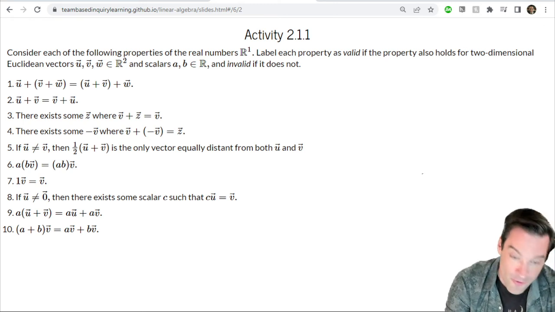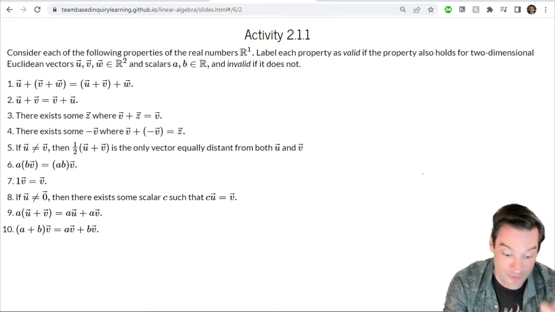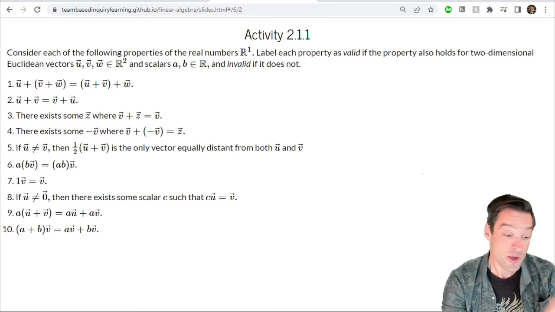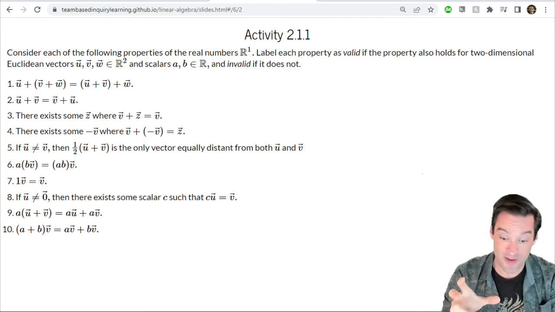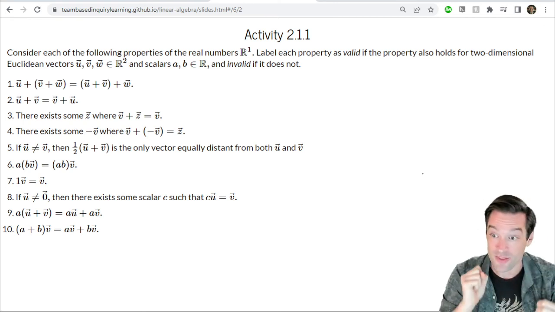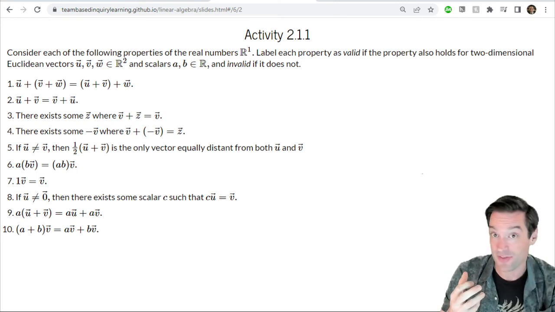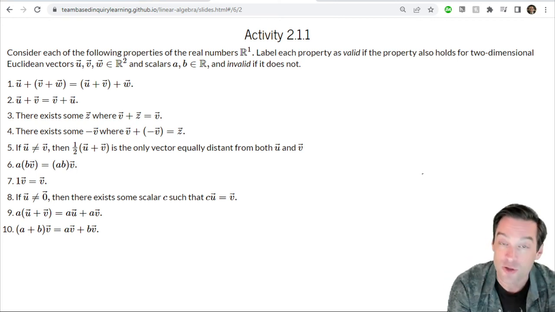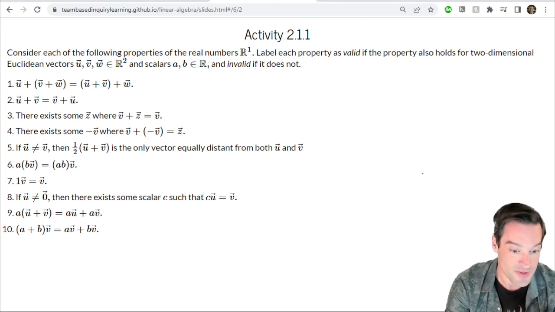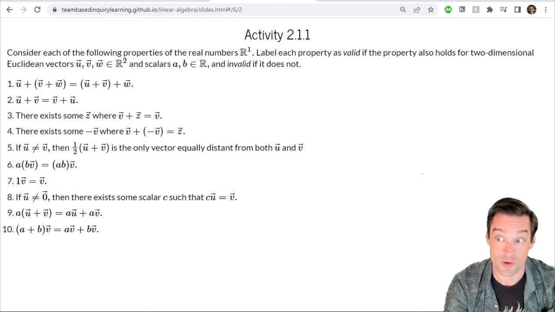On the other hand, for the invalid properties, what I'd like for you to do is to try to show a specific concrete counterexample. Show me a choice of vectors u and v and scalars a and b or whatever, such that the left-hand side of one of these equations is not the same as the right-hand side. Be very concrete and specific with your counterexamples. When you find an invalid example, try to write out a specific illustration, with concrete numbers that show why the property doesn't hold.